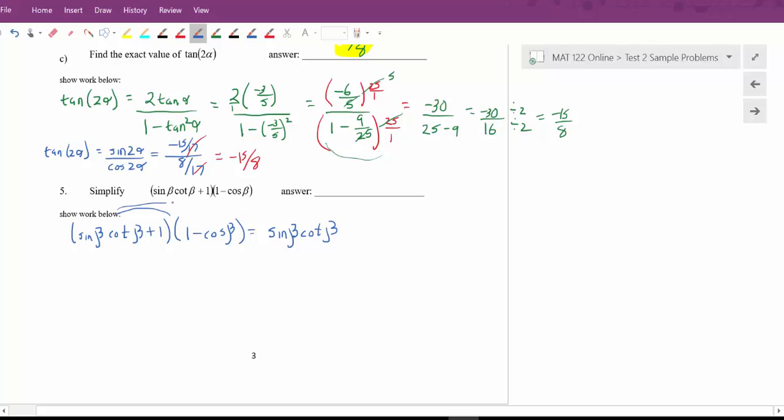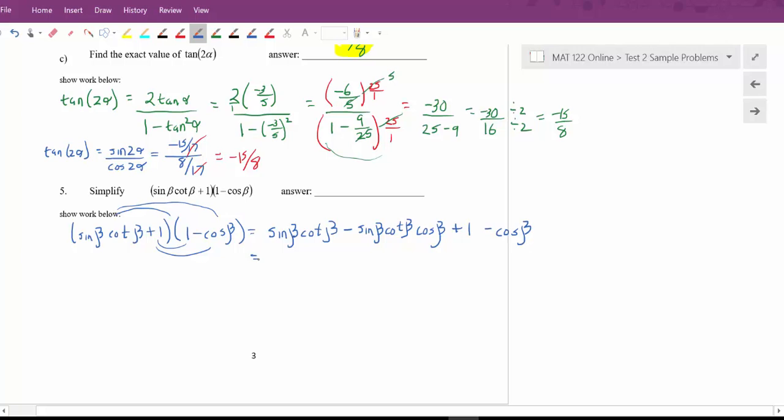Then the outside terms is going to be sine cotangent cosine, positive times negative is negative. So I'm going to write that as sine beta cotangent beta cosine beta. Okay, then the inside term is 1 times 1 is 1. Then the outside term is negative cosine beta. Then I'm going to pull out some identities and see if I can simplify this.